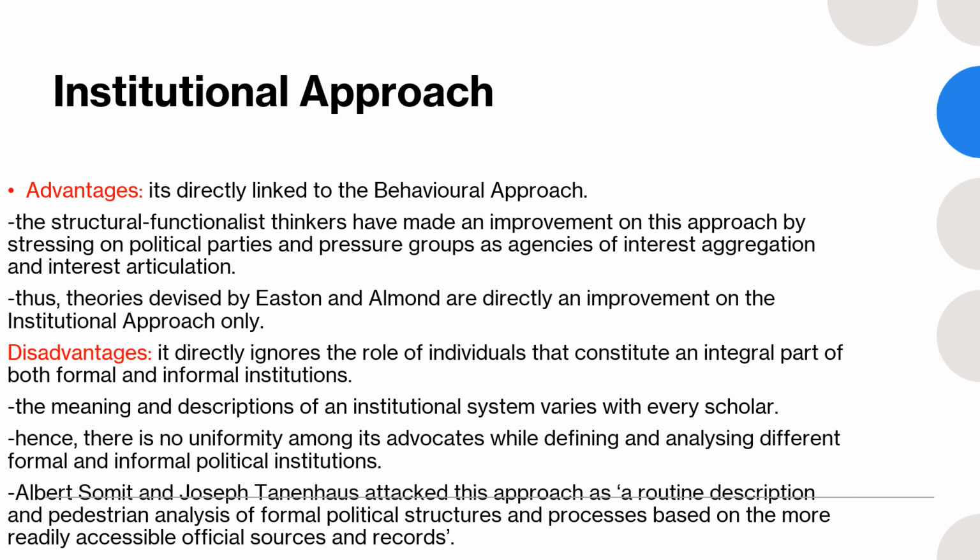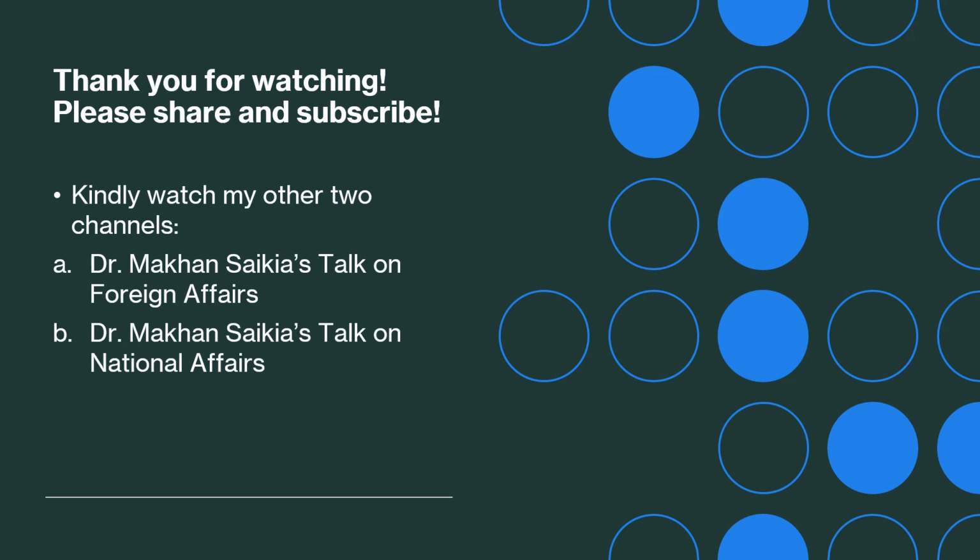Number four, what has happened? Albert Somit and Joseph Tanenhaus, these two thinkers, attacked this approach as a routine description and pedestrian analysis of formal political structures and processes based on the more readily accessible official sources and records. That means this approach has also been criticized by very many thinkers.